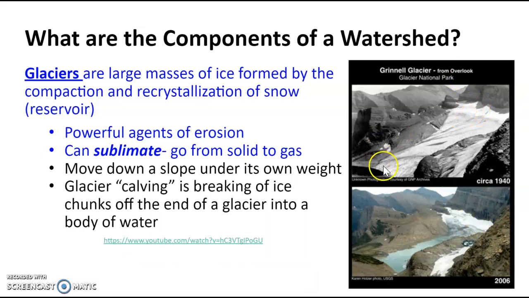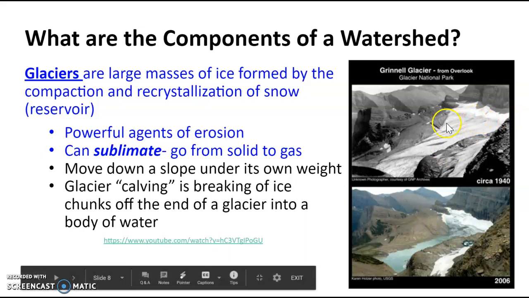That, and of course, they have a ton of albedo, because they're white, and so they reflect a lot of the energy back into space. So when we lose a glacier, we have a lot more energy being absorbed by the surrounding rock.